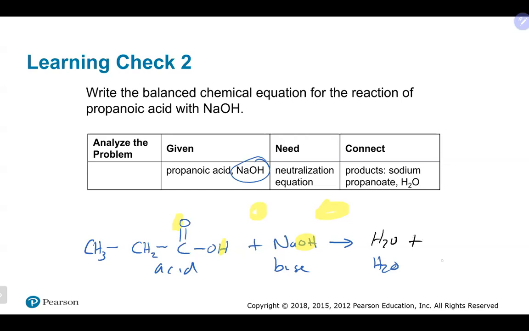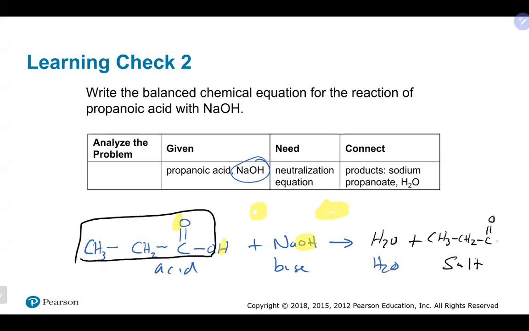And pretty much my salt here will be what is left over. So all of this. And it will now have a negative charge, and my sodium will have a positive charge, and that would make my salt in this case. So it is just going to be an acid-base reaction, making water, really putting everybody together.